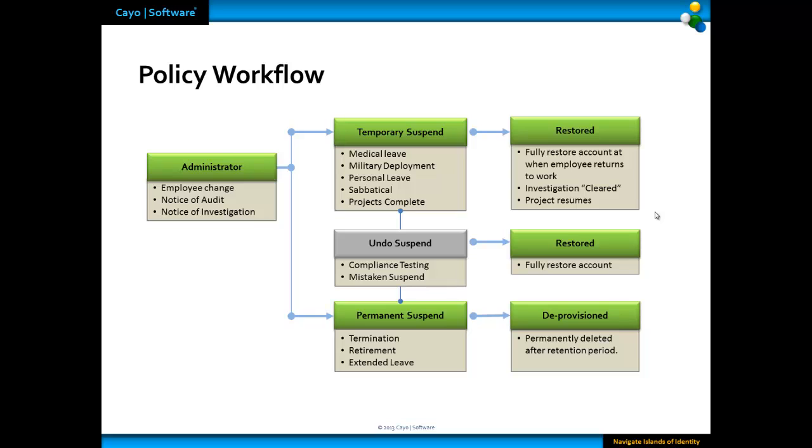the future after some retention period, and all of the attributes and group memberships are automatically cleaned up. Now, occasionally mistakes are made, so if somebody mistakenly suspends an object, again, right-click undo restores the object back to its fully restored and usable state.